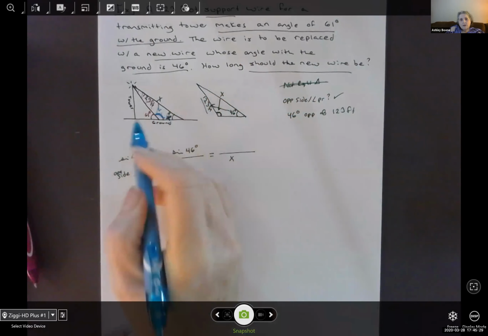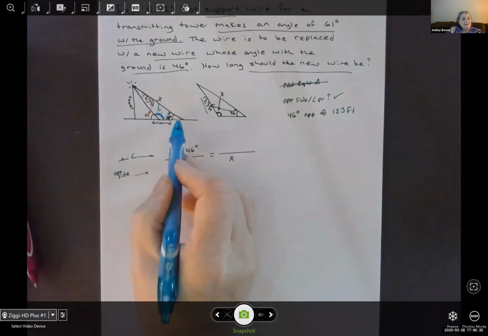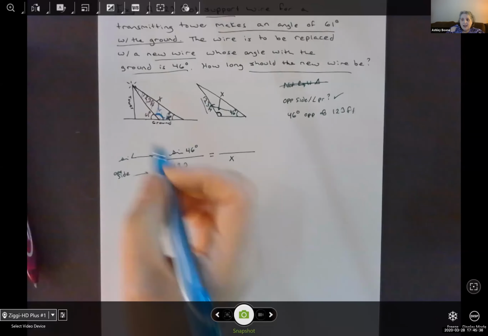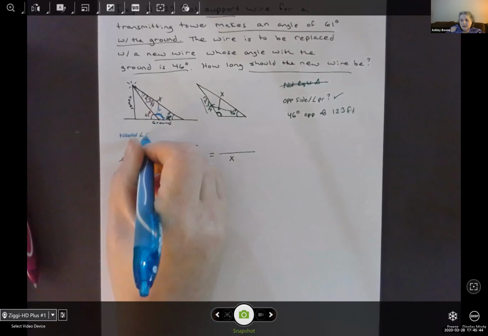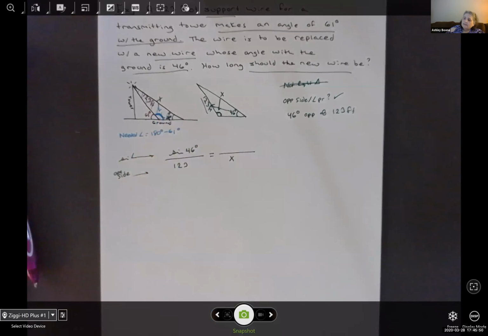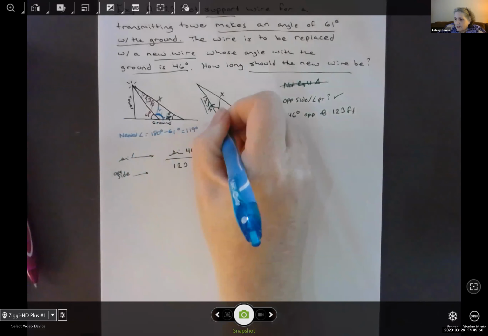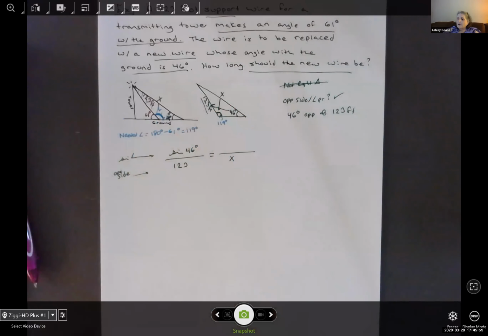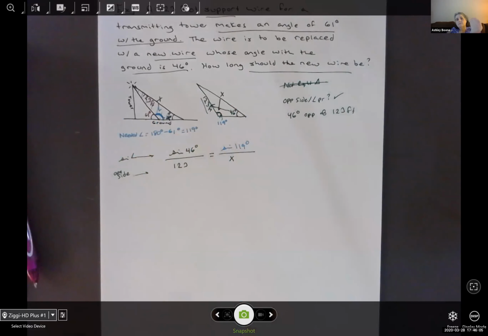Notice the 61 degrees and the angle we want are forming a straight line. They're supplemental angles. They add up to 180 degrees. My needed angle is going to be 180 degrees minus 61 degrees, which gives us 119 degrees. So I know that angle right there is 119 degrees. So I have the sine of 119 degrees is to X using my law of sines. Sine of an angle to its opposite side is equal to sine of an angle to its opposite side.